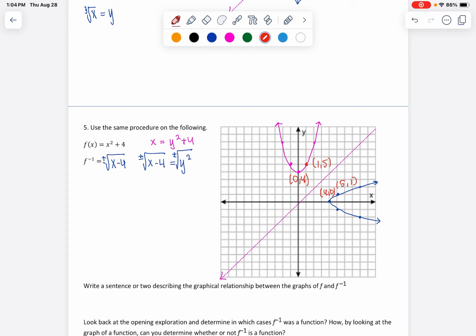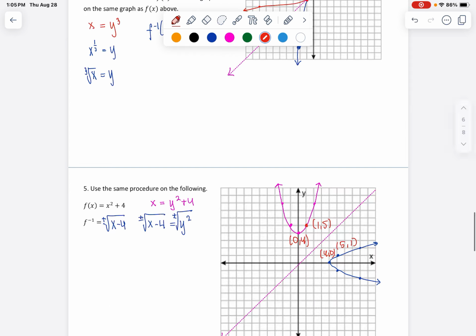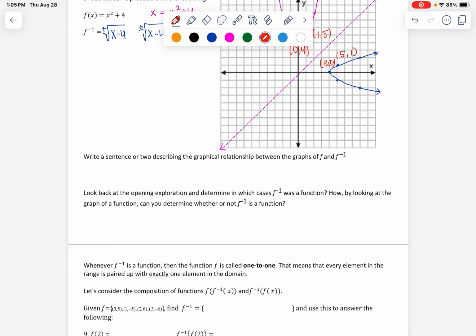Here it says look back at the opening exploration to determine in which cases f inverse was a function. How about looking at the graph of the function? Can you determine whether or not f inverse is a function? So look back at the opening exploration. Let's come back over here. Is this the opening exploration? Yes. And what did it say to do? Look back at the opening exploration and determine in which cases f inverse was a function. Now by looking back at the graph of the function, can you determine whether or not f inverse is a function? Okay, so this was, I see what it's saying.